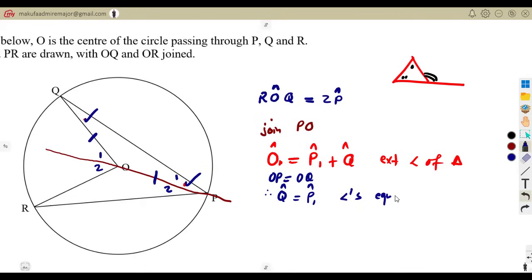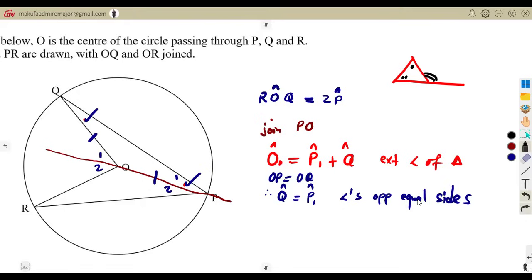Angles opposite equal sides. If these angles are opposite equal sides, therefore they are supposed to be equal. So let's get rid of this, guys. We said P1 plus Q, but we are saying Q is the same as P1.